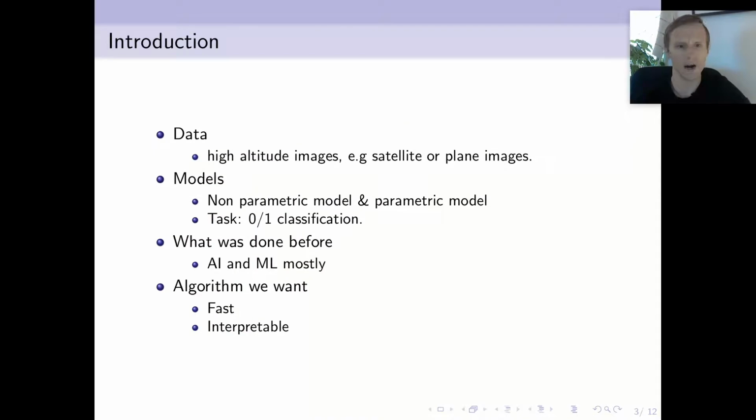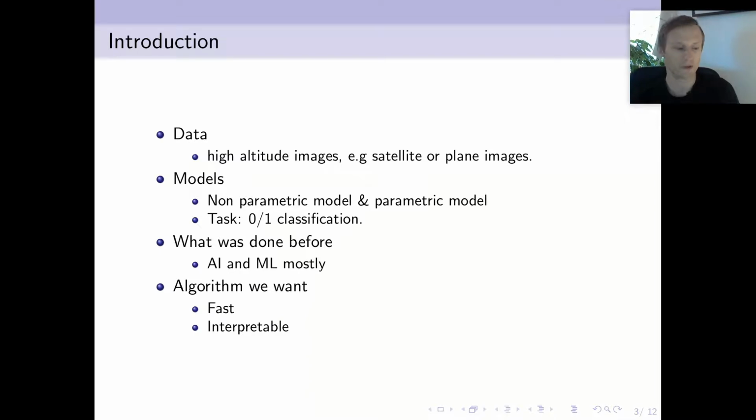We use high altitude images, and this includes satellite, plane, or drone pictures. We present two models, a non-parametric one and a parametric model, which is built on top of the first. They both perform 0-1 classification, so forest and non-forest.